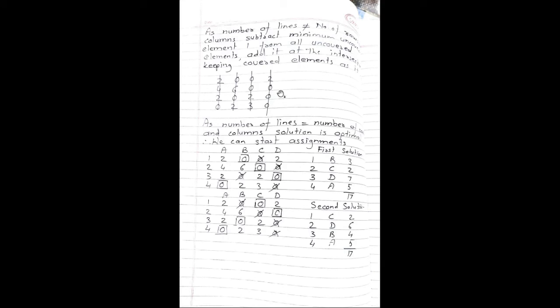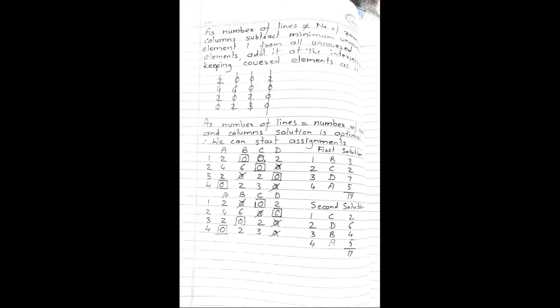Again draw the lines to cover zeros. So 1, 2, 3 and 4 lines we are getting. Now as number of lines is equal to number of rows and columns, solution is optimal. Therefore, we can start assignments. So we will rewrite the matrix as 1, 2, 3, 4, A, B, C and D with the elements 2, 4, 2, 0, 0, 6, 0, 2, 0, 0, 2, 3 and 2, 0, 0, 0.